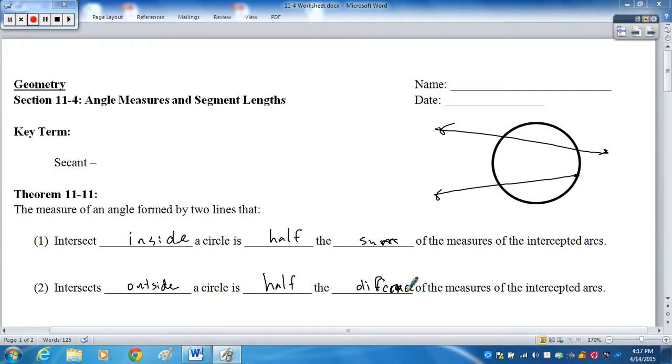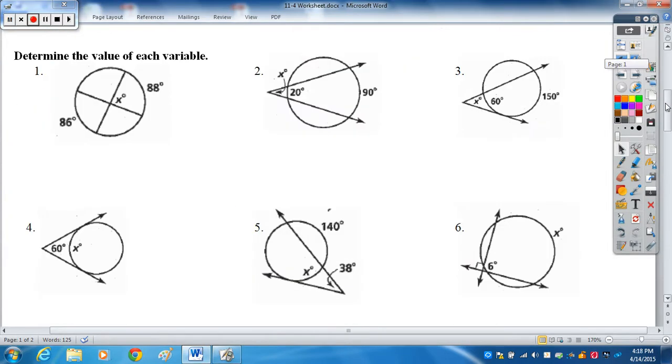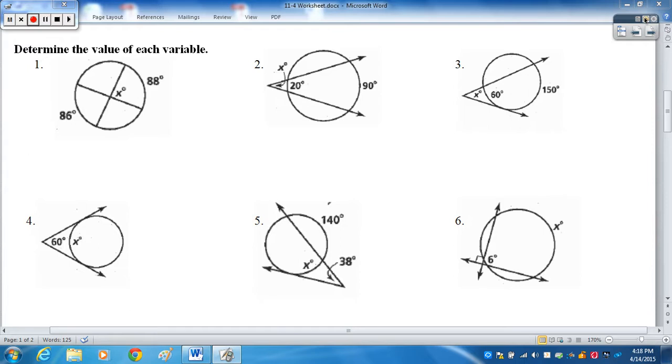Those are the two rules that we're going to be abiding by as we work through this worksheet together. Looking at the very first one, number one, you see that you've got this angle here, and the intercepted arcs would be the arcs that the angle extends beyond.